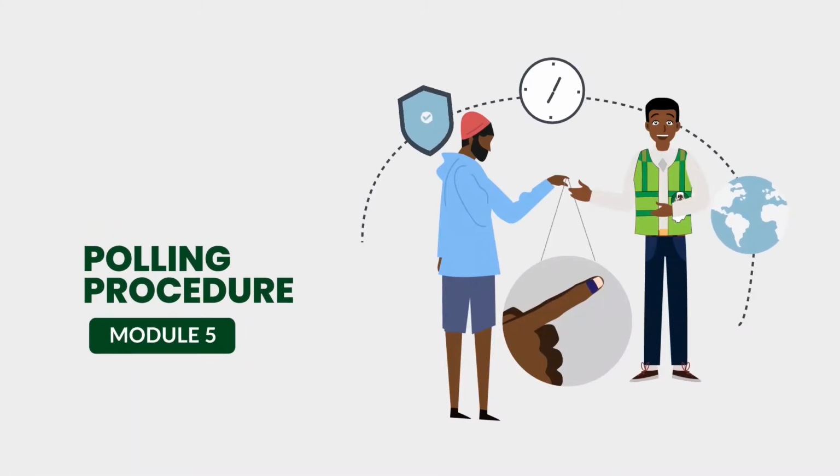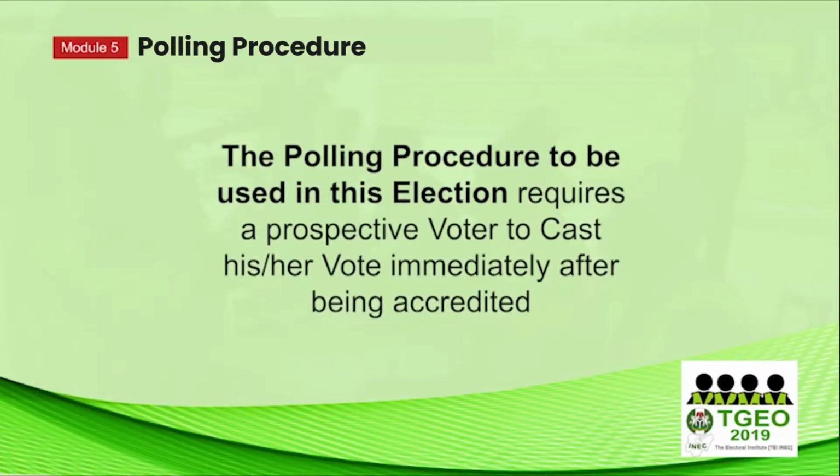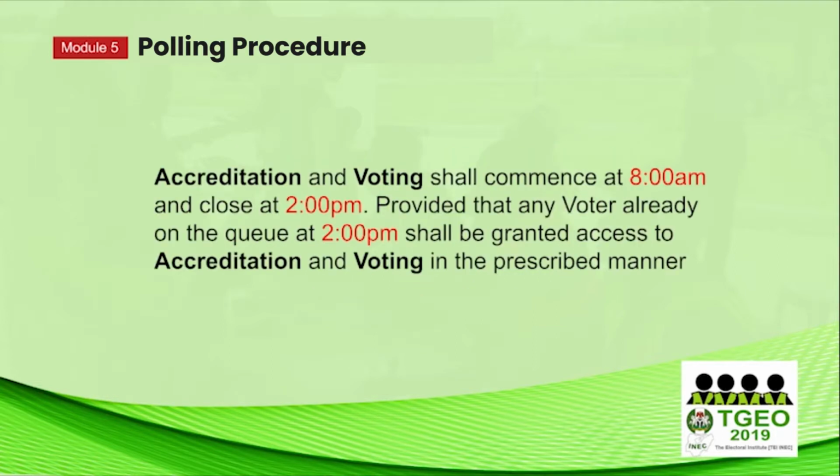Module 5: Polling Procedure. The polling procedure to be used in this election requires a prospective voter to cast his or her vote immediately after being accredited. Accreditation and voting shall commence at 8 a.m. and close at 2 p.m., provided that any voter already on the queue at 2 p.m. shall be granted access to accreditation and voting in the prescribed manner.